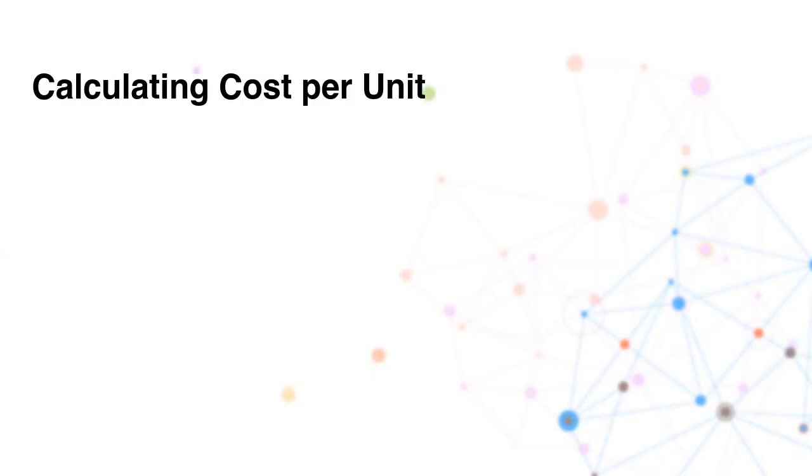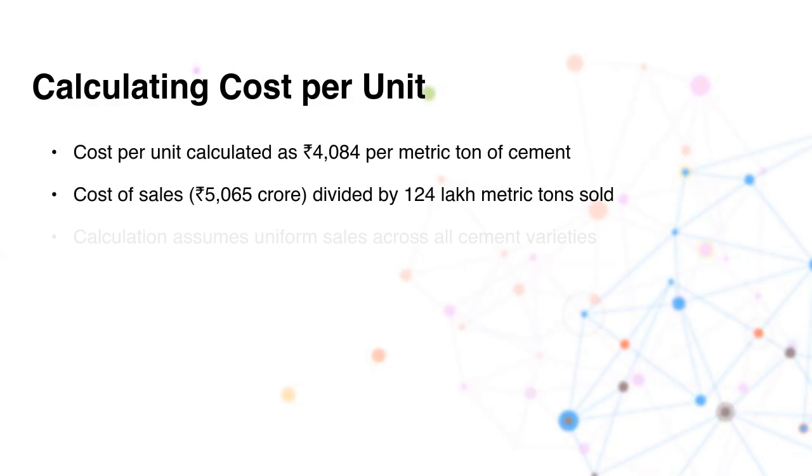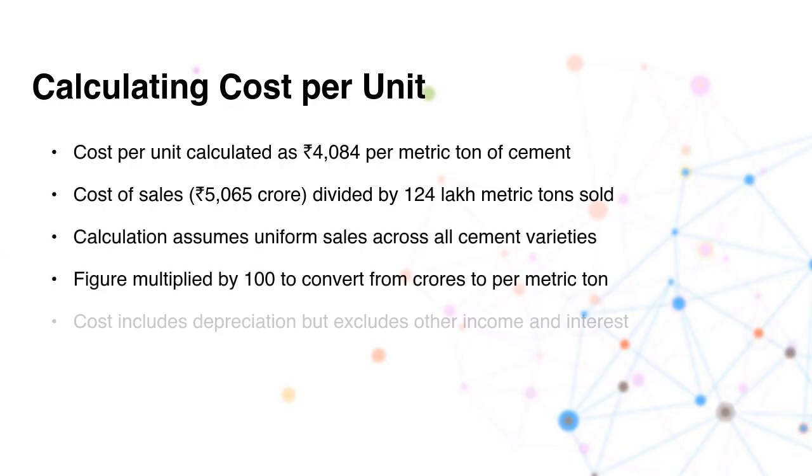To determine the cost per unit, the total cost of sales is divided by the volume of cement sold. This calculation assumes uniform sales across all cement varieties and includes depreciation but excludes other income and interest. The resulting figure provides a baseline for pricing decisions and further projections.